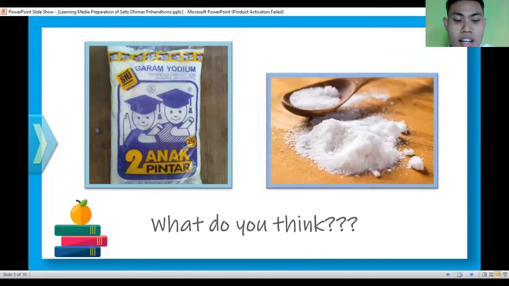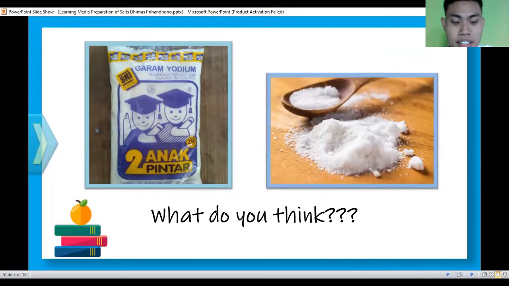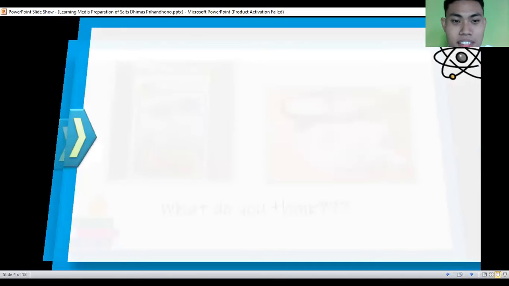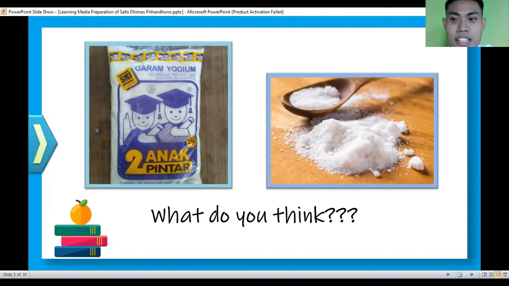Okay, look at this picture. What is this a picture of? There's a picture of salt, Mister. Yes, of course. That's right. These are salt pictures. So, what do you think are the characteristics of salt? I give you the opportunity to convey your overview about the picture. Please raise your hand before that.